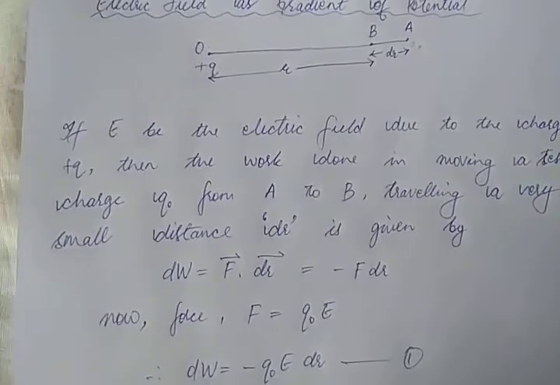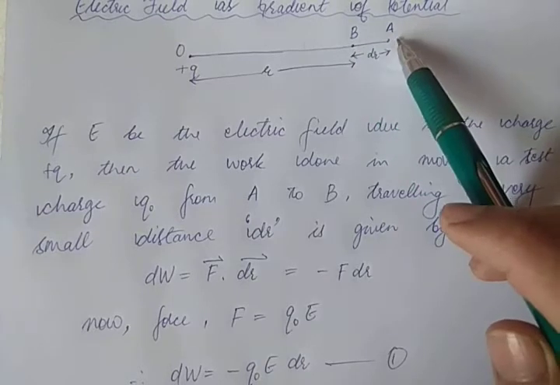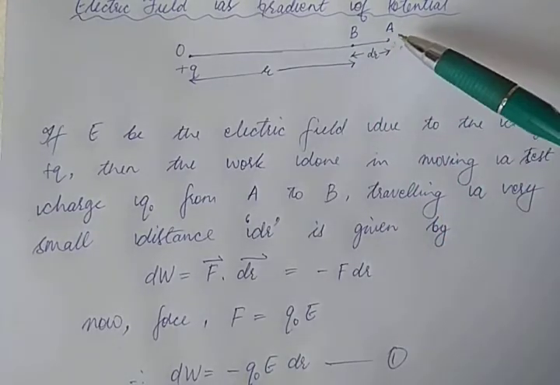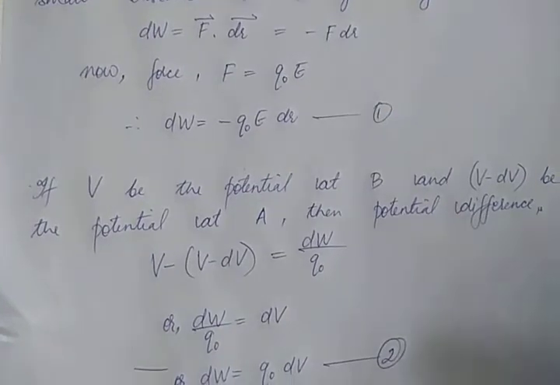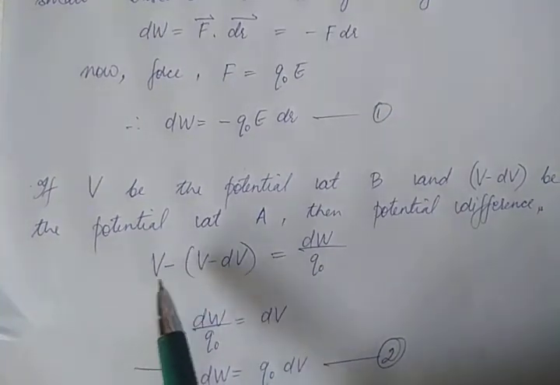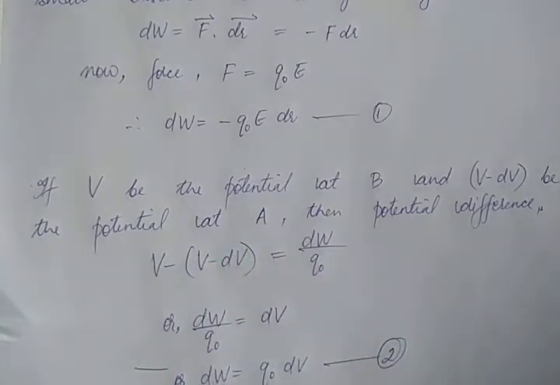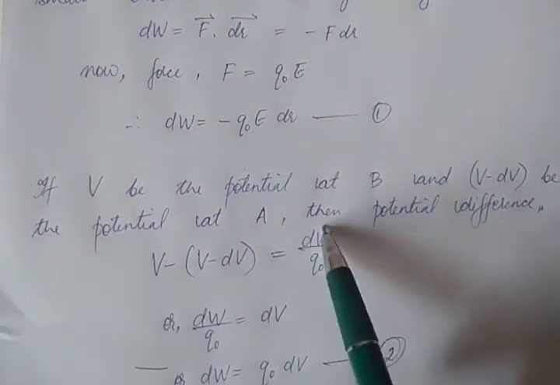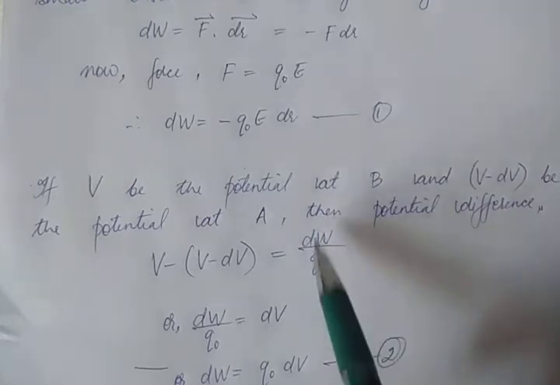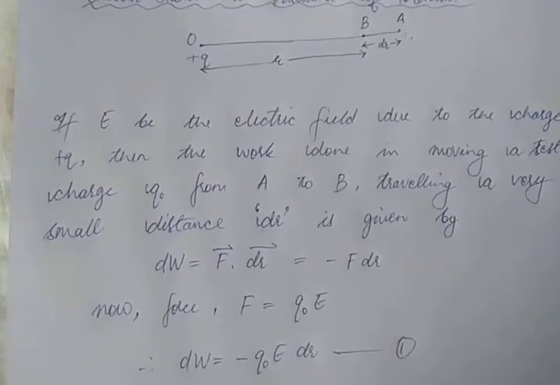From the definition of potential difference, the potential difference between these two points B and A is the work done to make a unit charge move from one point to the other. So the potential difference between points A and B is V, the potential at B, minus the potential at A. This potential difference by definition is the work done to move a unit charge. So dW by Q naught is the work done to move a unit charge from one point to the other.